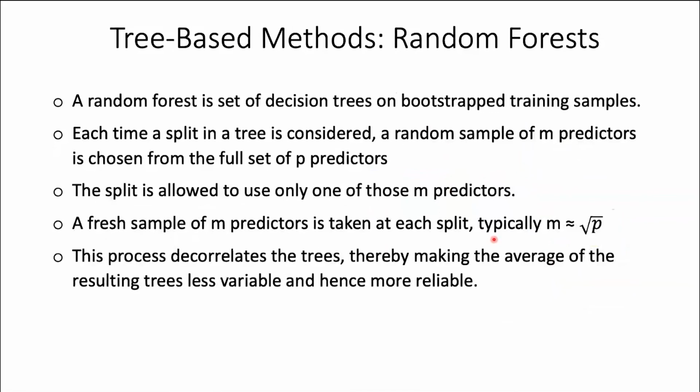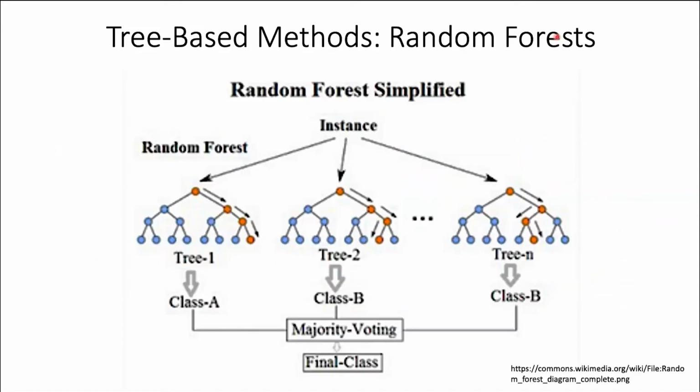Okay, typically you don't just use one tree, you use a collection of trees, or a forest, and that essentially works by majority voting. You have some trees trained on some data set, then you take the majority vote for the class, or the average for the regression problem, to say what the output of the random forest is.